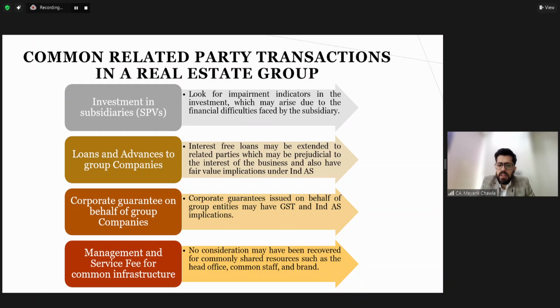Then management and service fees for common infrastructure. What generally happens is real estate entities have a common brand name. They generally have a common head office, and most of the operations are managed from there. They have certain key managerial personnel who are working for all those projects, and appropriate allocation of these costs is really important, because it has to be seen from the taxation laws point of view as well. And even when you are following Ind AS, it becomes important to record the transactions at arm's length.